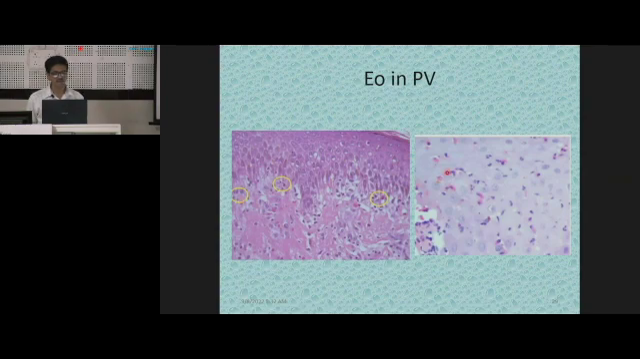This adjacent diagram is showing the same. These are the epidermal cells, which are not part of the blister, but you can see many eosinophils are attached to the desmosomes.